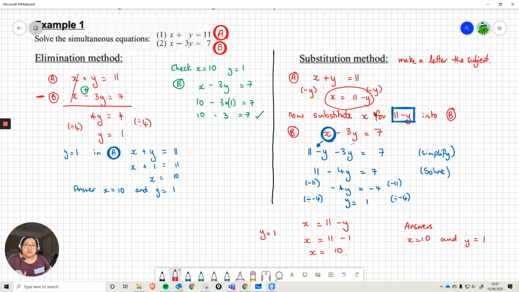to solving simultaneous equations. Have a try at this example, try both methods, work it through the method with the video while I'm going through it, and then have a try at the questions in your knowledge organizer.